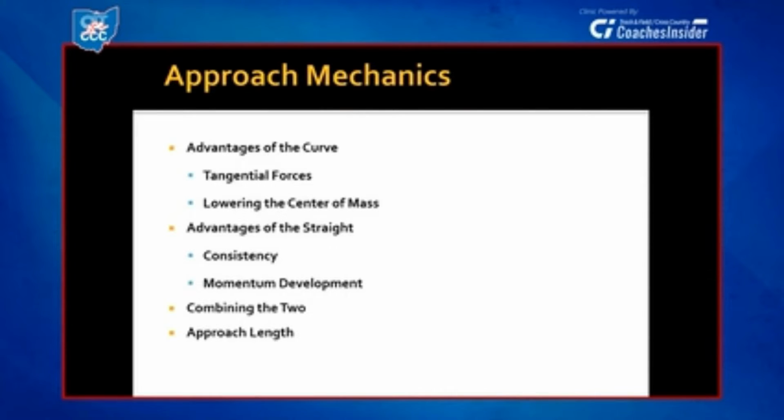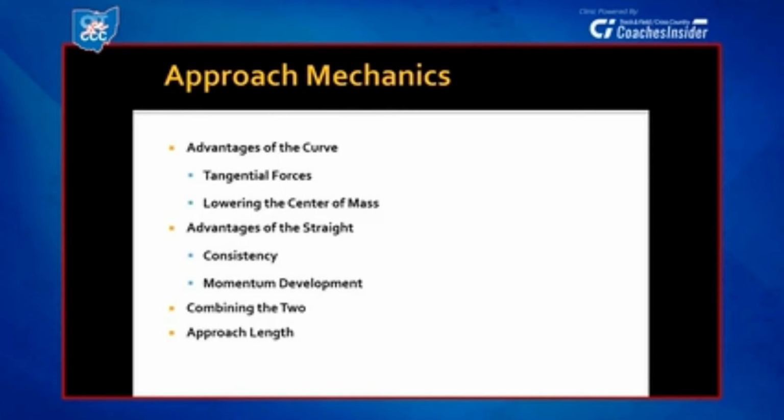The first advantage is that as we run the curve, we're subject to forces that operate at a tangent to the curve. We call these tangential forces. And these tangential forces are the forces that actually propel us toward the bar and over the bar. This creates a very efficient biomechanical arrangement. We'll discuss it in more detail shortly.